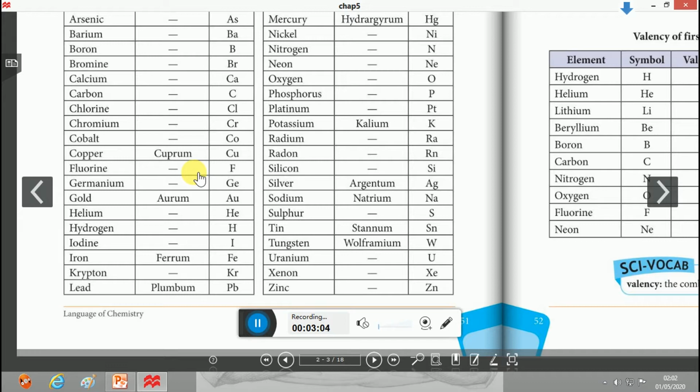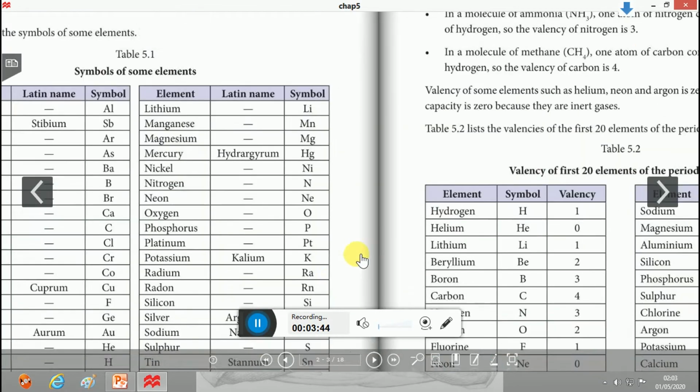Sometimes the Latin name is used to derive the symbol of a particular element. For example, copper, cuprum. This is the Latin name. That's why the symbol is Cu. Gold, Latin name aurum, symbol Au. Iron, ferrum, Fe. Lead, plumbum, Pb. In this way, mercury, Hg, potassium, K, argentum, that is the silver, Ag, sodium, Na, tin, Sn, tungsten, W.